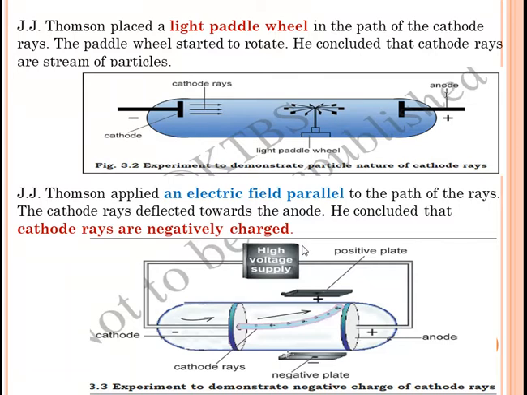Again, J.J. Thomson carried out one more experiment. In that he applied an electric field parallel to the path of the rays. The cathode rays deflected towards the anode. He concluded that cathode rays are negatively charged. He applied an electric field parallel to the path of rays. Means he applied two plates, a positive plate and a negative plate. Electric field is applied. Again what he saw was that the cathode rays are deflected towards the anode. Means the cathode rays which are coming from the cathode will go towards the anode.